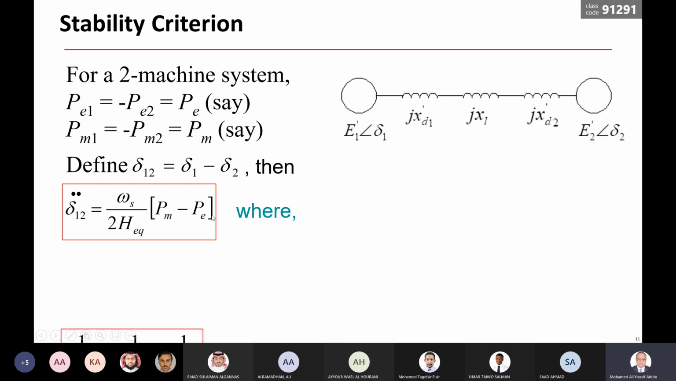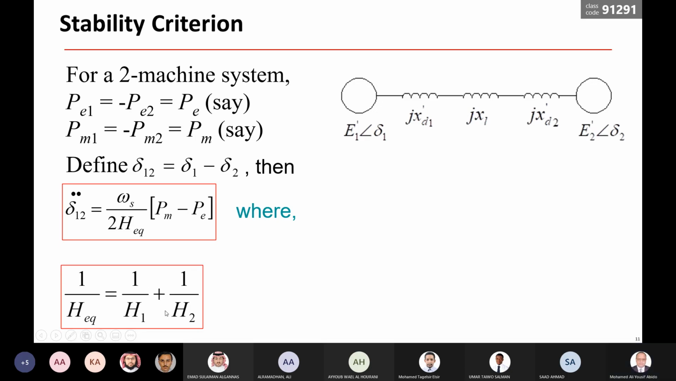This H equivalent is a function of H1 and H2. As if these machines are running in parallel, you have H inertia for machine number 1 and machine number 2. So with two inertias in parallel, you have 1 over H equivalent, or 1 over R equivalent, equal to 1 over R1 plus 1 over R2. The same law can be implemented here for the inertia: 1 over H equivalent equal to this, or H equivalent equal to H1 H2 over H1 plus H2.